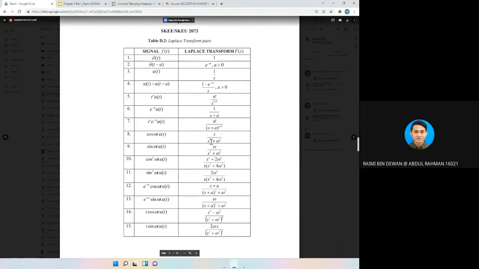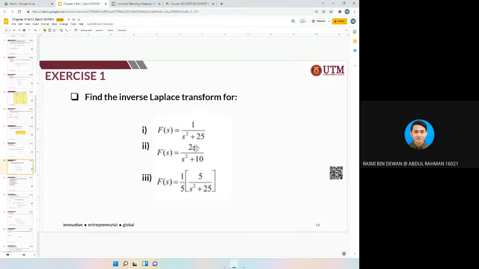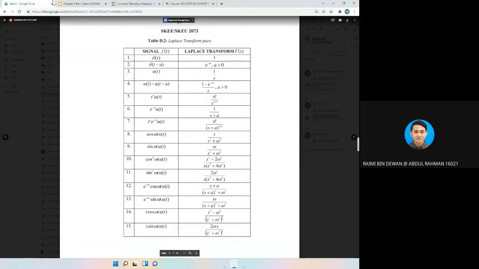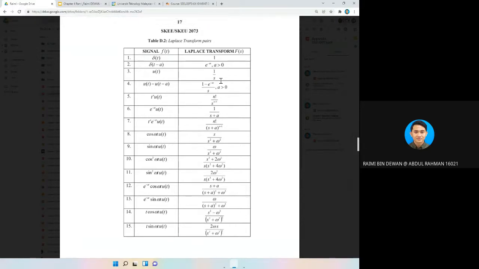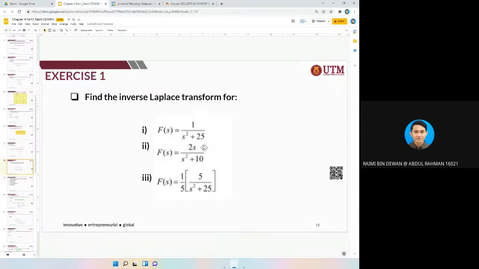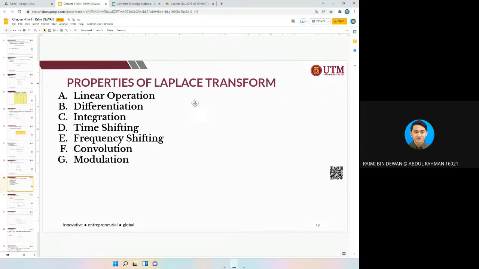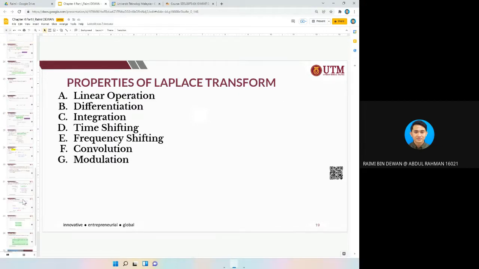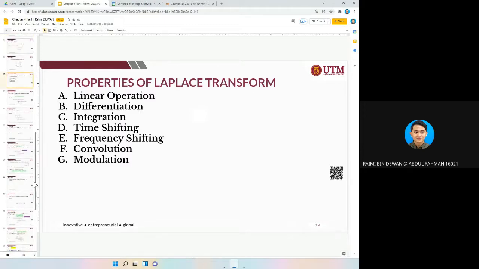You only have this, but sometimes this s can be cancelled out if you times by 1 over s. If you times by 1 over s, you will lose this s, and then you will have only s. But it depends on how you approach these problems. You need to do some algebraic manipulation first. Next, properties of Laplace transform.